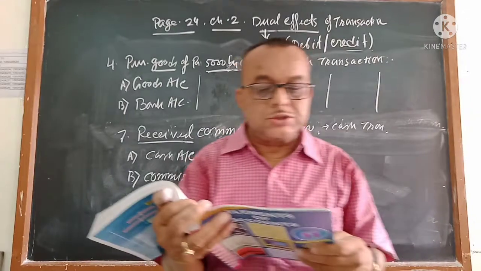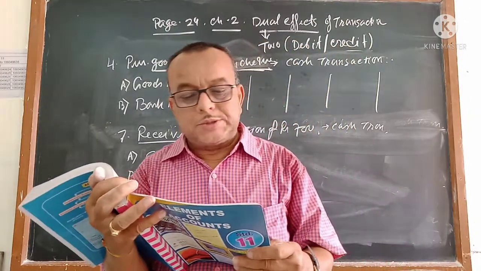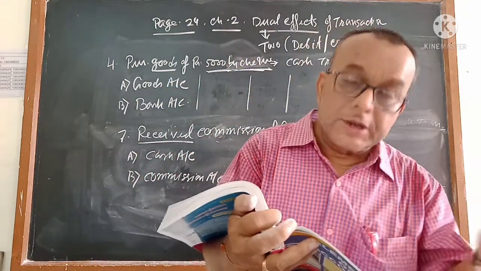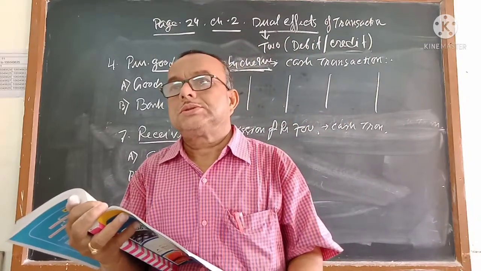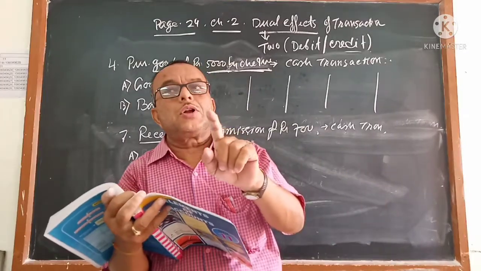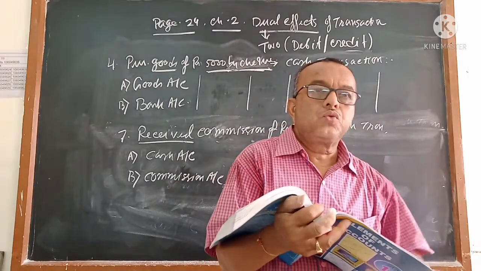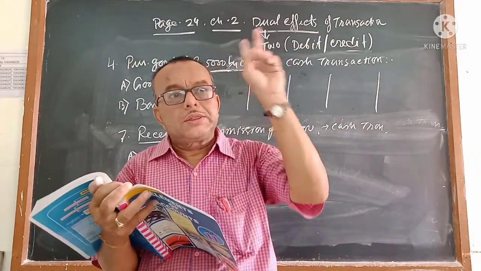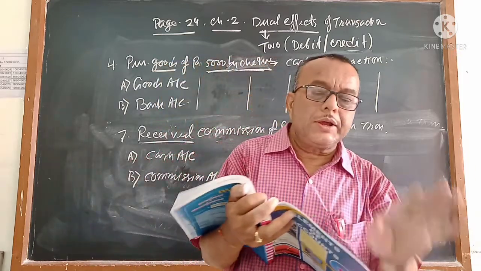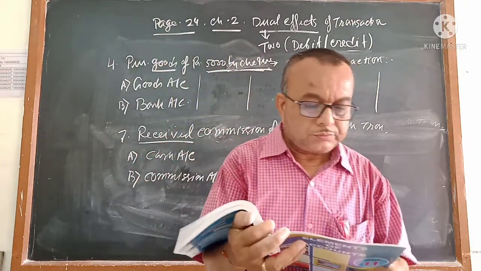Page number 28, illustration number 2. Describe whether the following transactions are cash or credit and explain the reasons for it. I want to add it and explain the two effects of each transaction. If a non-economic transaction comes, then in the case of non-economic transactions, the two effects will not come. We are going to find out two effects only for transactions which are economic transactions.